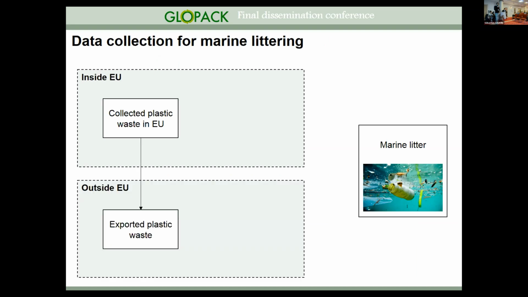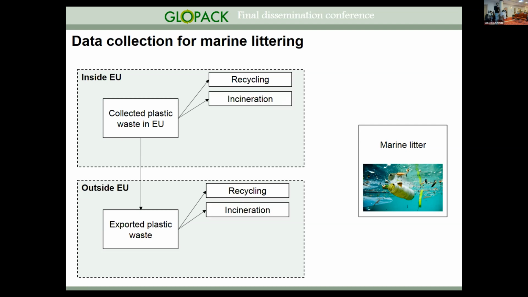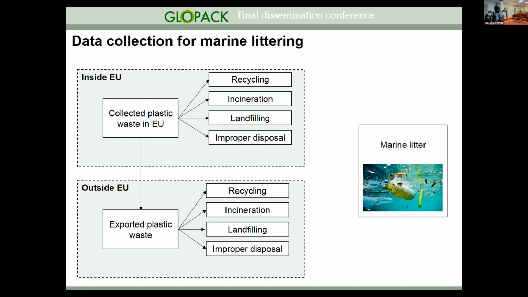First of all, we consider the amounts of plastic waste which are exported from Europe based on international trade data. Then, for each importing country of European plastic waste, and also in Europe, we look at the proportion of the different waste treatment options for plastic. So we have recycling, incineration for energy recovery, landfilling, including composting there, improper disposal, and finally leakage. And for the leakage, we link them with marine litter based on the hydrographic and meteorological conditions of the environment.